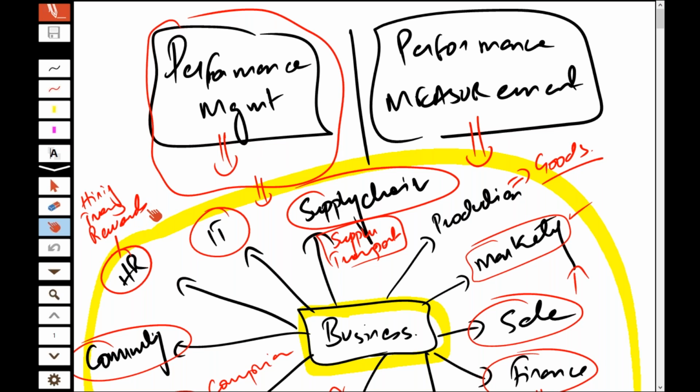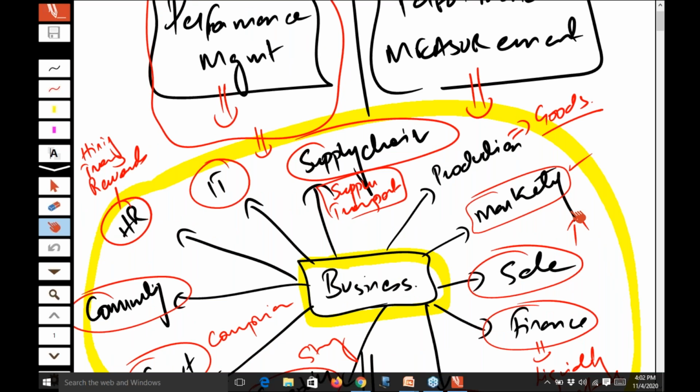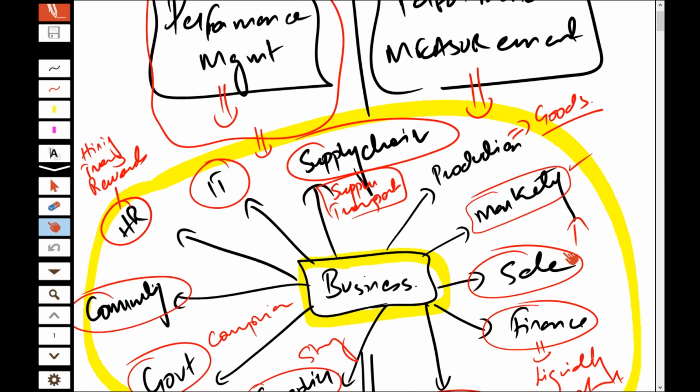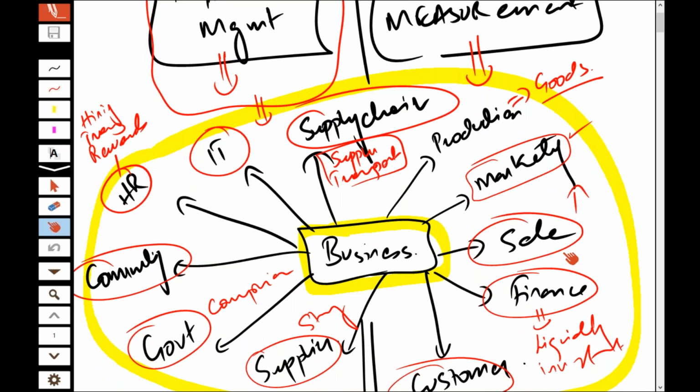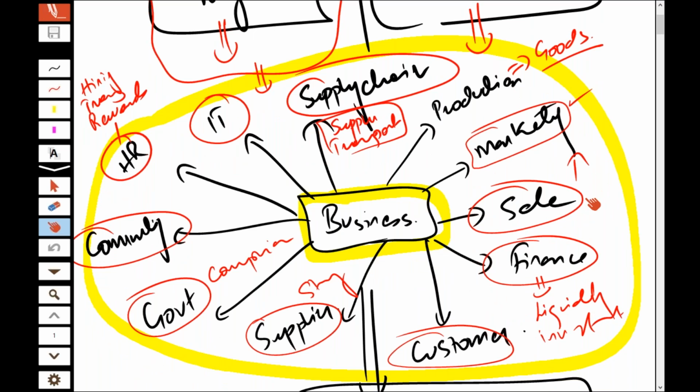I told you that if you have to understand what performance management is, you need to think as if you are running a business. When you are running a business, you need to look after every single aspect of the business, just to make sure that the business operates properly and is going in the right direction. This is what the performance management concept is all about.